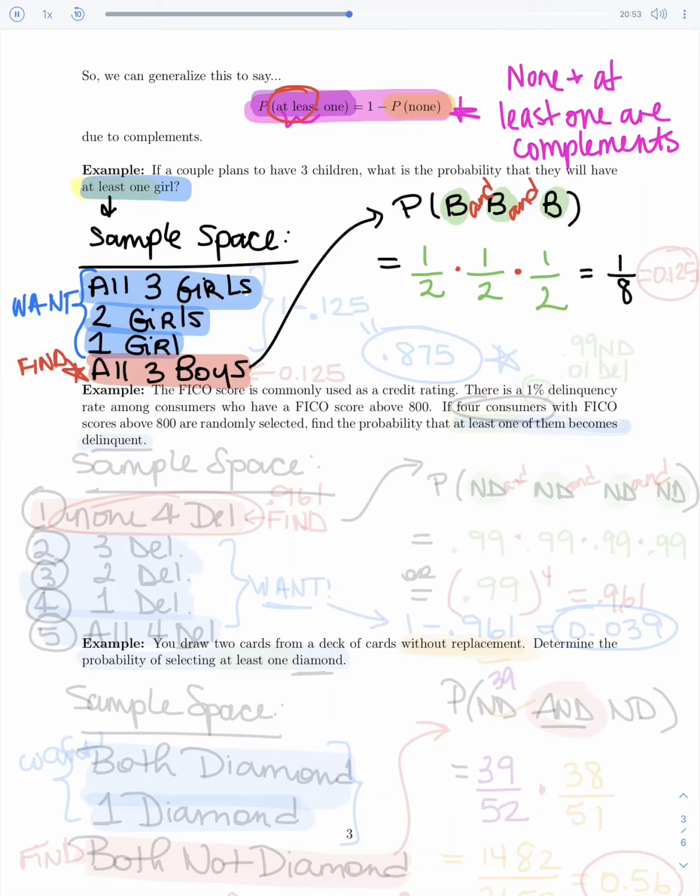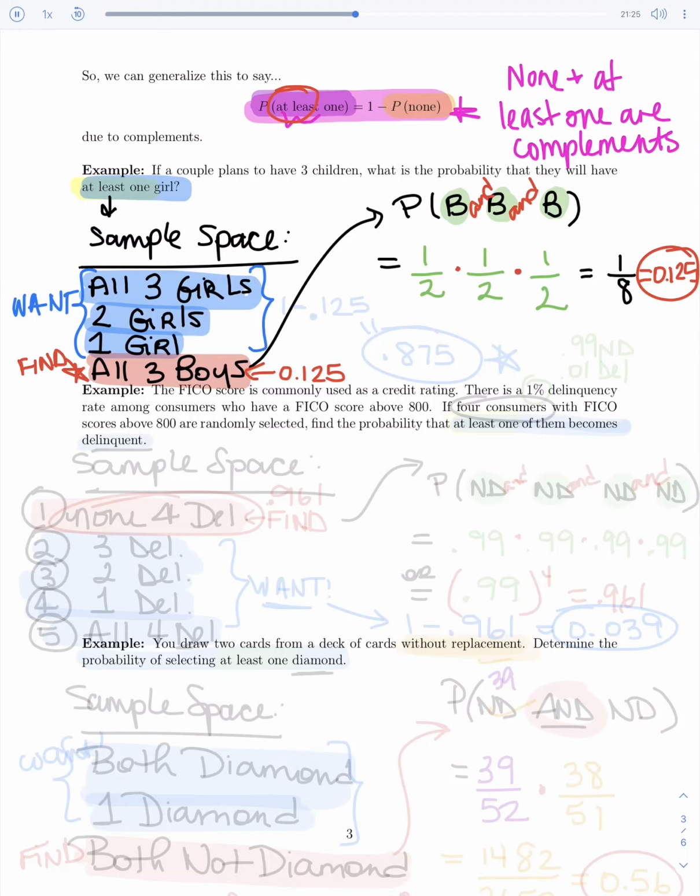And then the question is, what is that probability? So I would need to divide that out. 1 divided by 8 is 0.125. Now, what is this value? It's the probability of having all 3 being boys. Is that what we wanted? No. We wanted the complement, everything else.